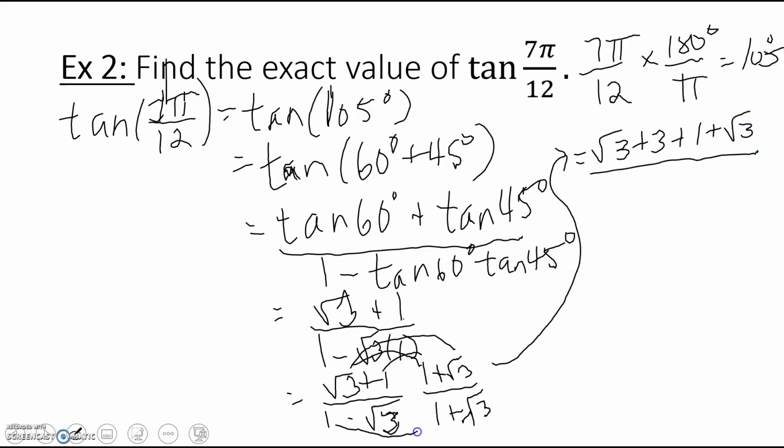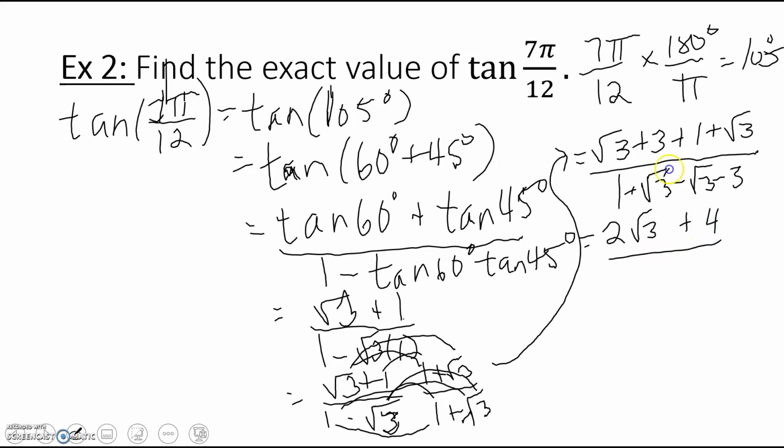In the bottom, I will do 1 times 1, which is 1. 1 times square root of 3, which is the square root of 3. Negative square root of 3 times 1, which is negative square root of 3. And negative square root of 3 times a positive square root of 3 is a minus 3. And if we simplify that, in the top we have 2 square roots of 3 plus 4. In the bottom, the square roots of 3 cancel, and we're left with 1 minus 3, which is negative 2.